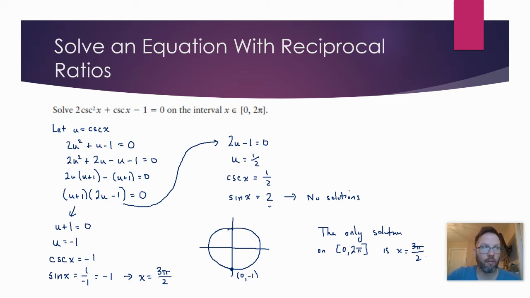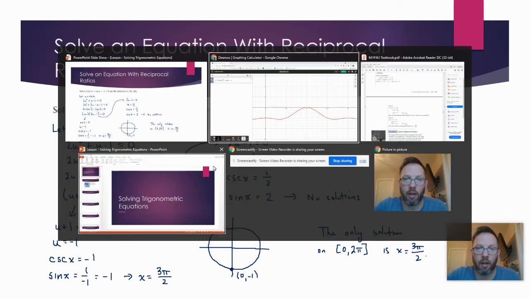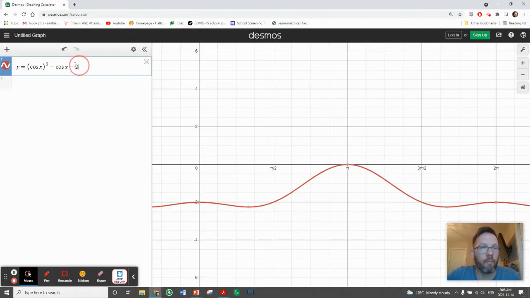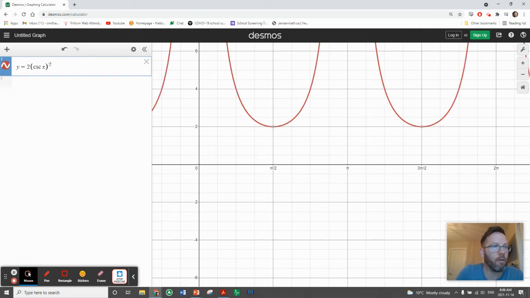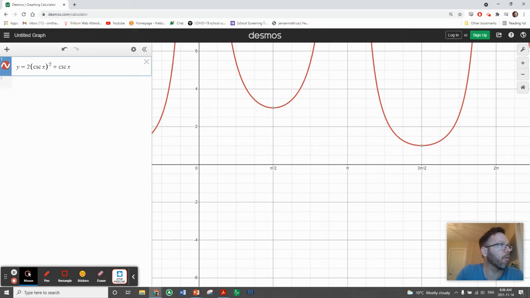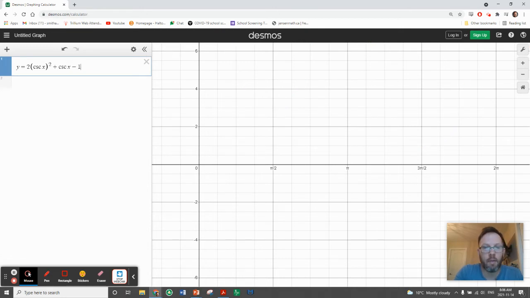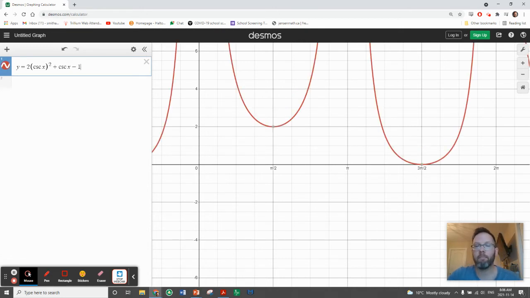We should check this one on Desmos as well. Always a good idea. And so what was our equation here? It was 2 times cosecant x squared plus cosecant x minus 1. This is going to be a cool looking function, I can tell. Yep. You can see the only spot on 0 to 2 pi where this is equal to 0 is 3 pi over 2. Looks like we nailed it.